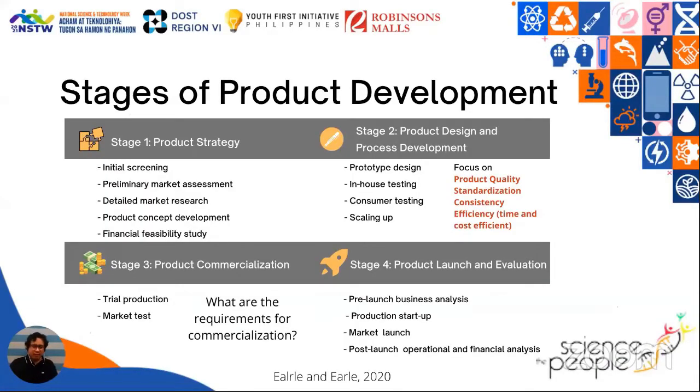Here is an overview of the stages of product development and the corresponding activities under each stage. So for stage one, or product strategy, we have their initial screening. Itong screening na to is different from the screening that we will do here in stage two. So itong screening na to is more on screening of ideas or concepts. And also we do preliminary market assessment, meron ding detailed market research, product concept development, and financial feasibility study.